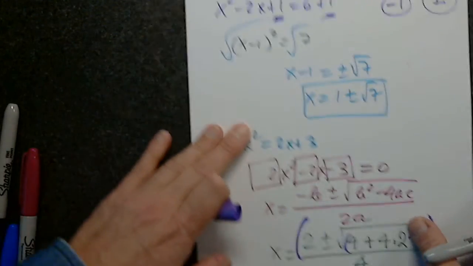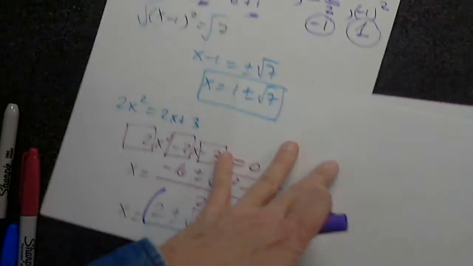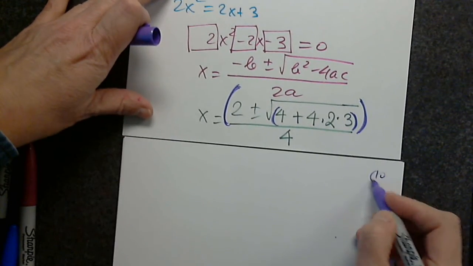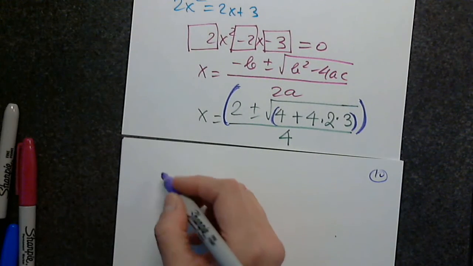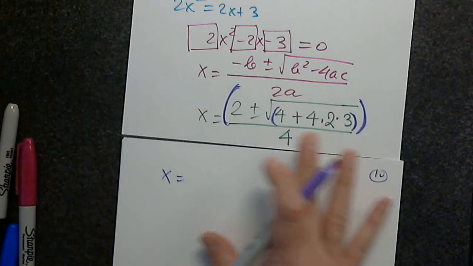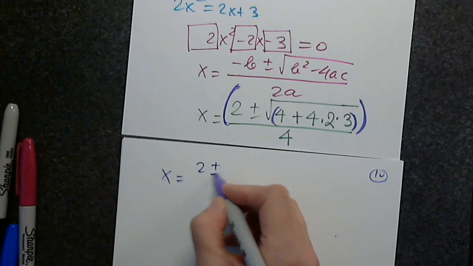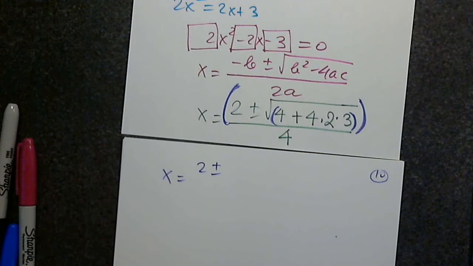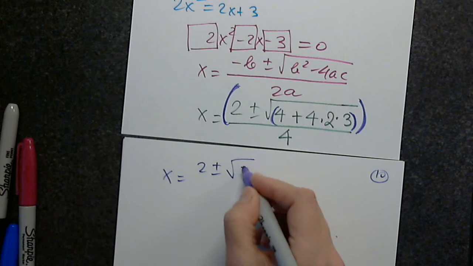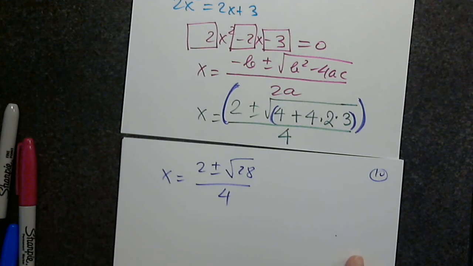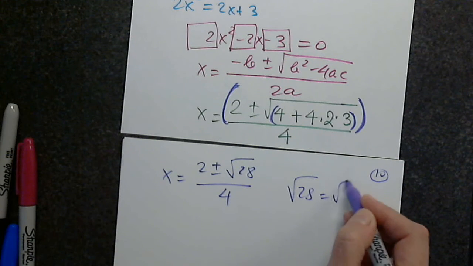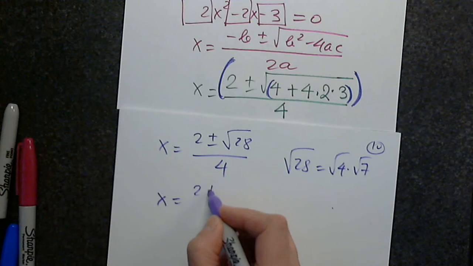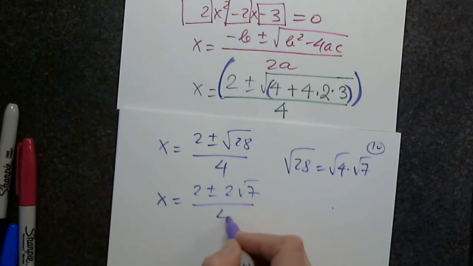I'll show you both. So first, let's find the exact. For the exact, we don't need those parentheses. 2 plus or minus. So 4 times 2 is 8. 3 times 8, 24, right? Plus 4, 28. The square root of 28 divided by 4. And I have to present the square root of 28 as the square root of 4 times the square root of 7. So then this is x equals 2 plus or minus 2 times the square root of 7, over 4.